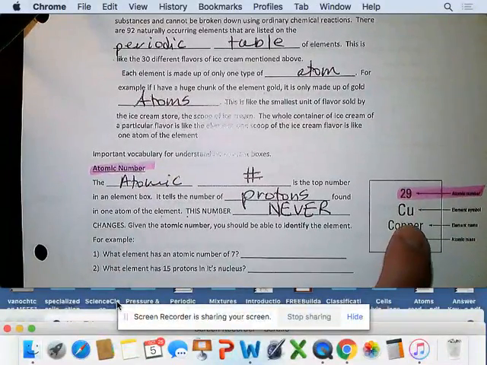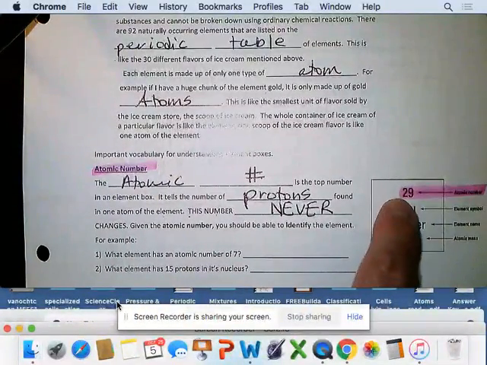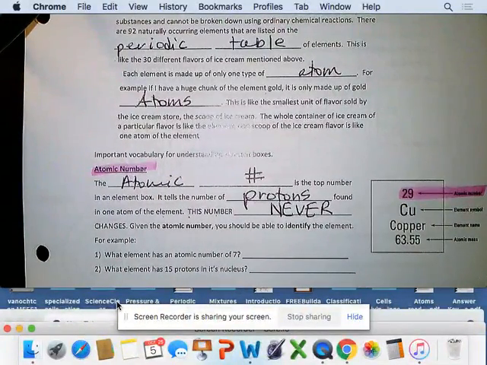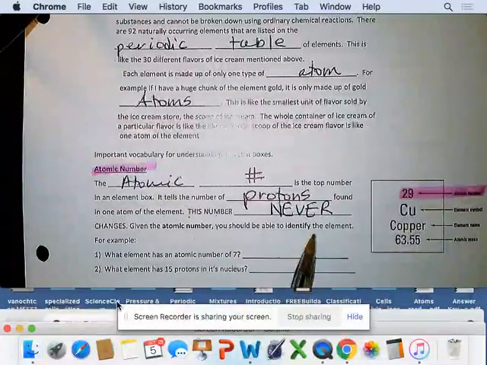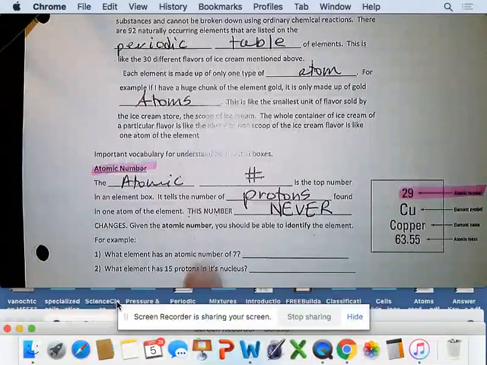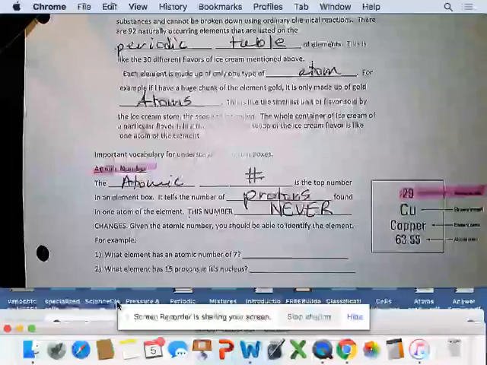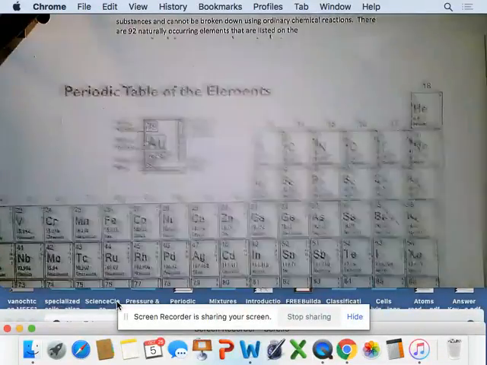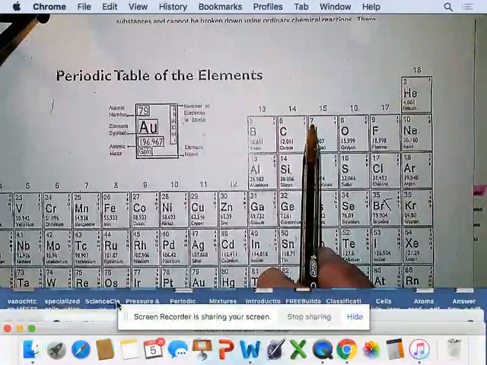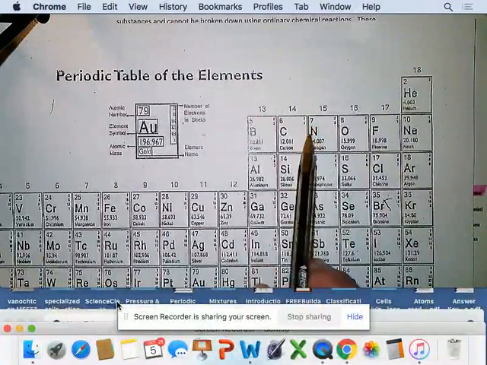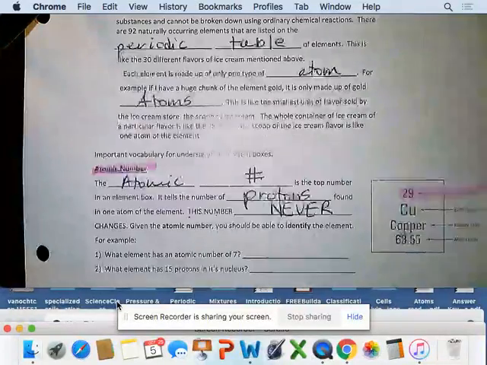So right up here, 29 is our atomic number. That means if I'm a copper atom, I have 29 protons in my nucleus, okay? So given the atomic number, you should be able to identify the element. For example, will you look at your periodic table and tell me the element that has an atomic number of 7? What is it, Brian? Nitrogen. It is nitrogen. If everyone looks at the periodic table, there's a 7 up there. That's the number of protons, and that tells me that it's nitrogen.